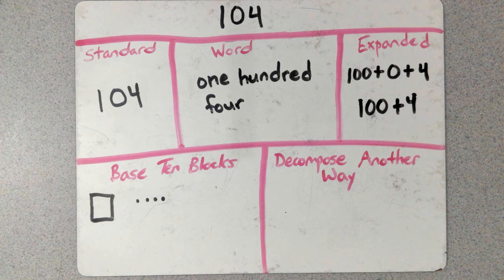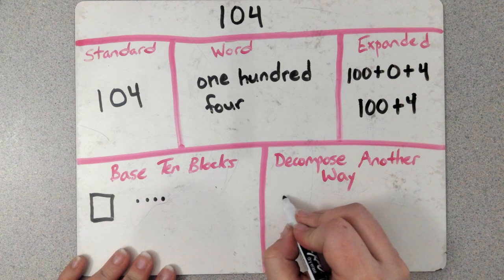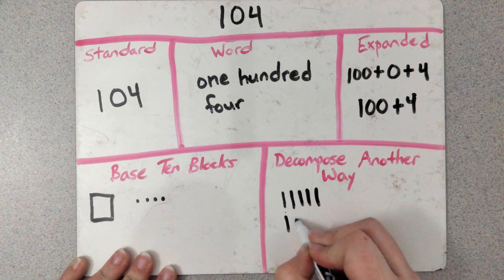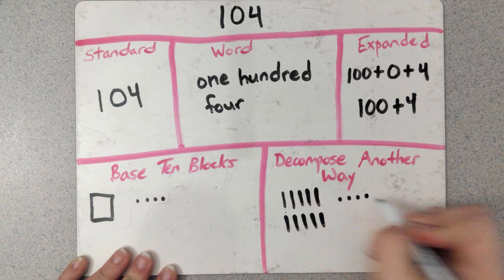Now, decomposing it a different way, the only part of this number that I can decompose differently is that group of 100 with that flat. So my favorite way would just be 10 tens. 10, 20, 30, 40, 50, 60, 70, 80, 90, 100, 1, 2, 3, 4.